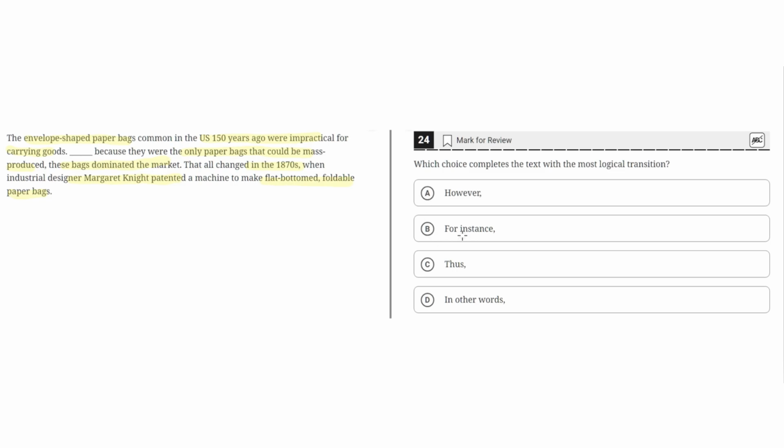B, "for instance." This is incorrect because "for instance" implies that the second sentence is an example of what was discussed in the first sentence, but this is not the case because the first sentence highlights how the envelope-shaped paper bags were impractical for carrying goods. The second sentence highlights how these were the only bags that could be mass-produced and thus they dominated the market. So there's a contrast between these two sentences, and the second sentence does not serve as an example of what was said in the first sentence. Therefore, B, "for instance," is incorrect.